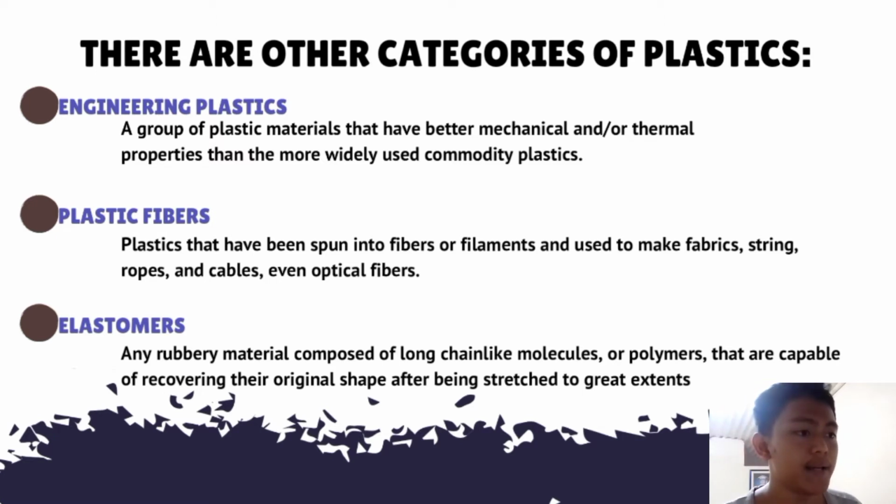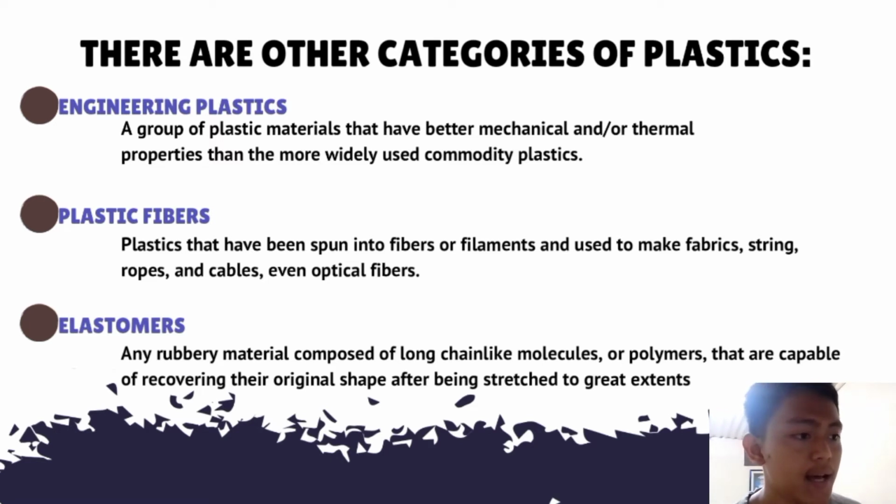Next is the plastic fibers. Plastic fibers are plastics that have been spun into fibers or filaments and used to make fabrics, string, ropes, and cables, even optical fibers. So sa plastic fibers po, yung pinakamagandang example din yung optical fibers na ginagamit sa mga wires para mas mabilis na mag-transmit ng information.